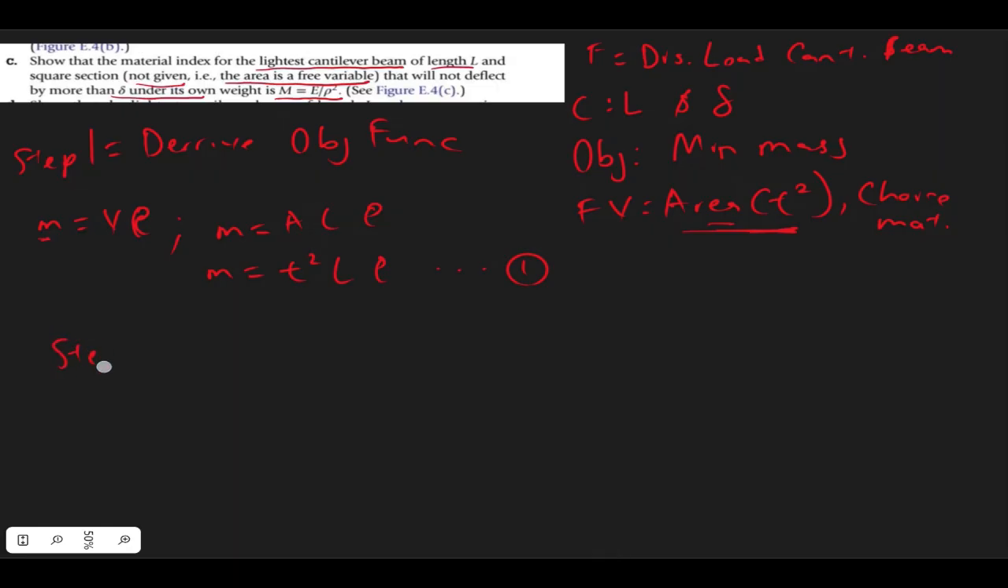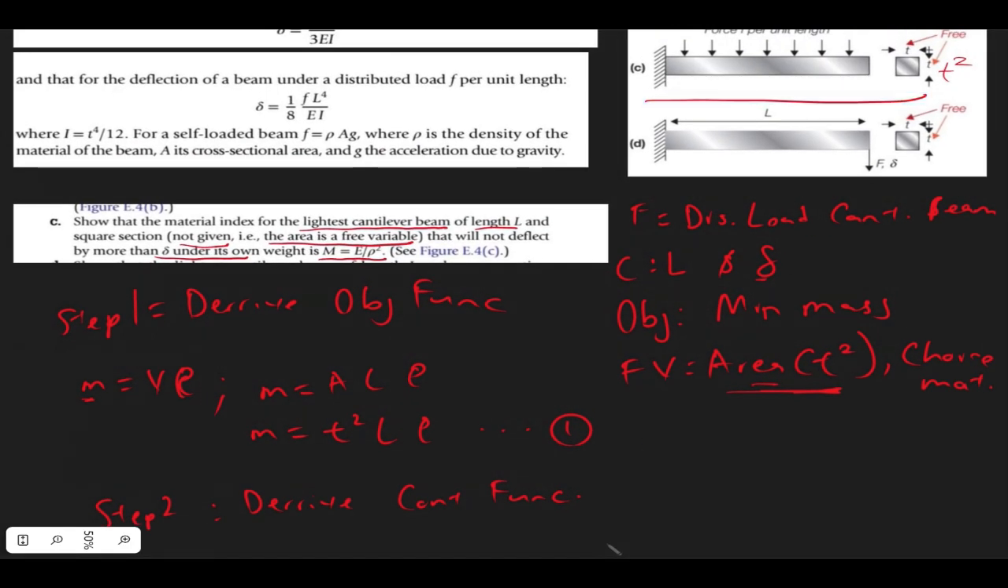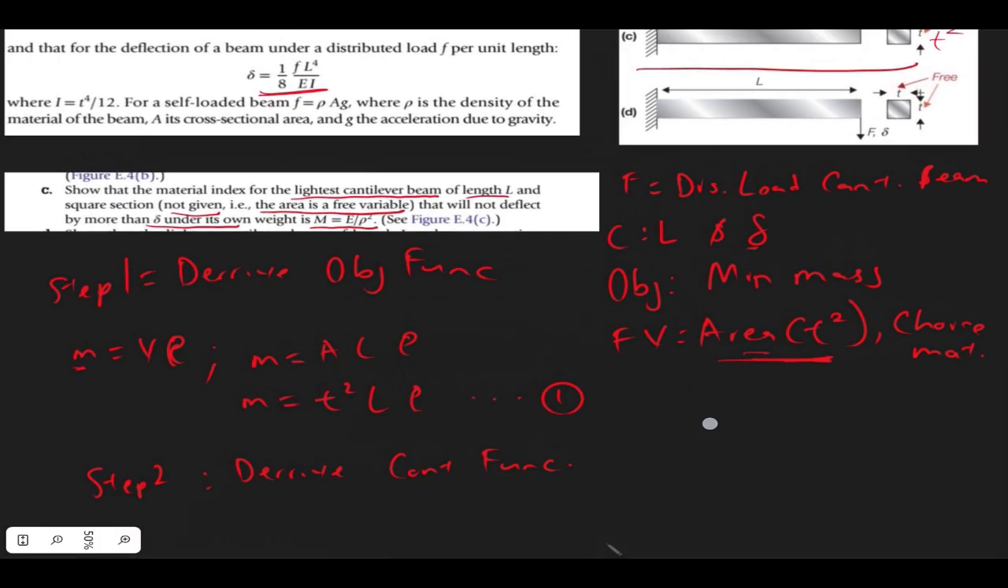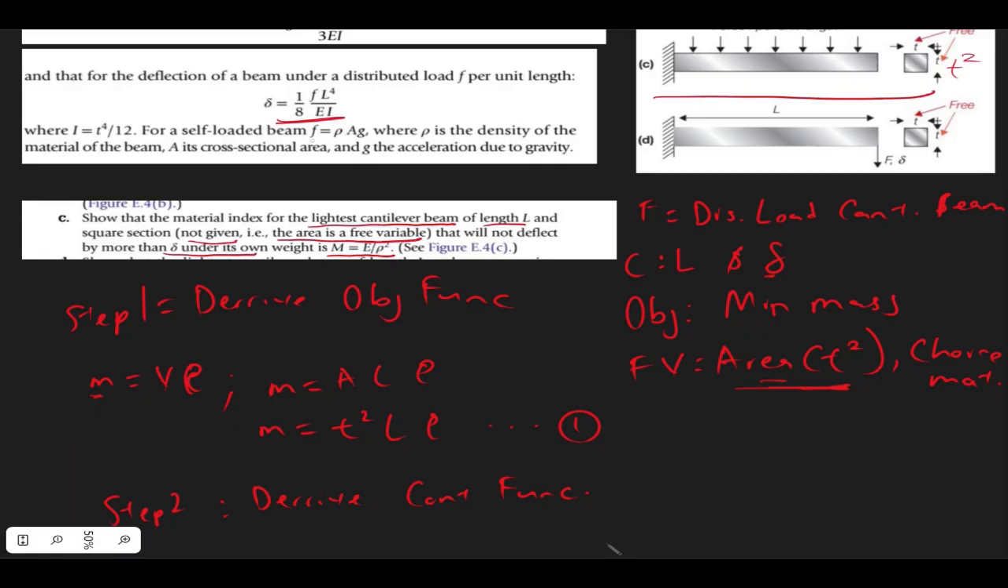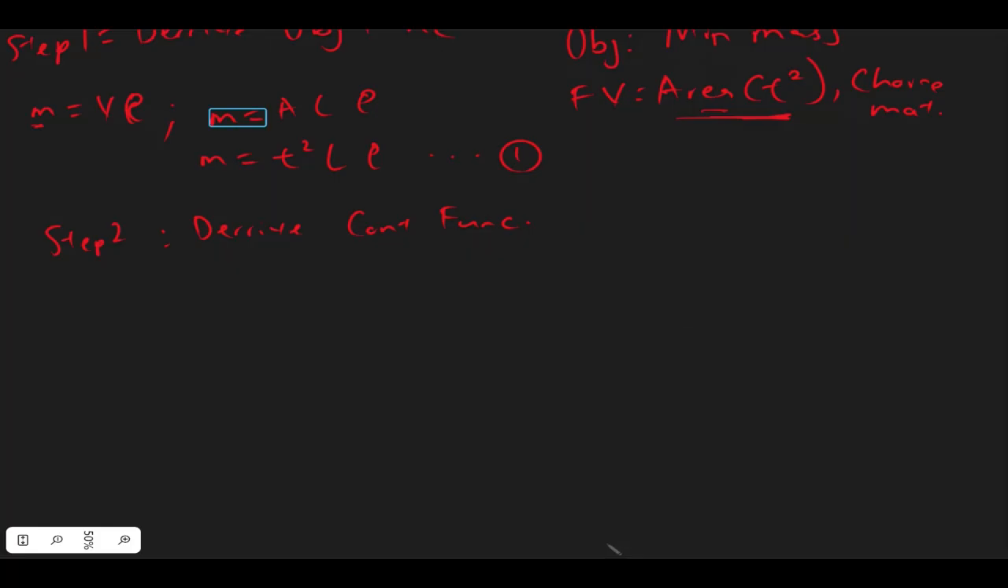So step 2. Derive the constraint function. So our constraint here, if you look at it, is deflection. Deflection is our constraint, and they told you the formula for deflection for a self-loaded or distributed load, given as this particular equation over here. We're going to write it out, and also we have other formulas inside it. We have F given as this, and we have the moment of inertia given as this. We have to input these two into this equation for deflection. So that's exactly what we're going to do.